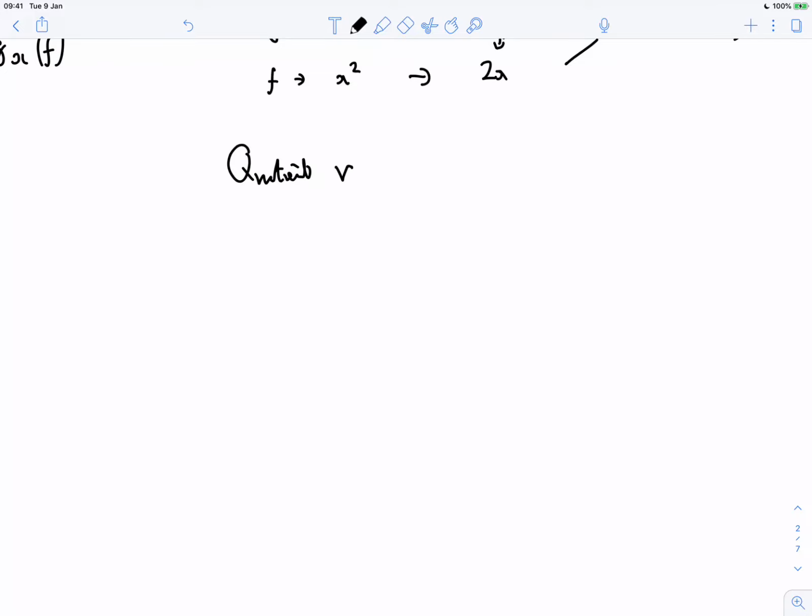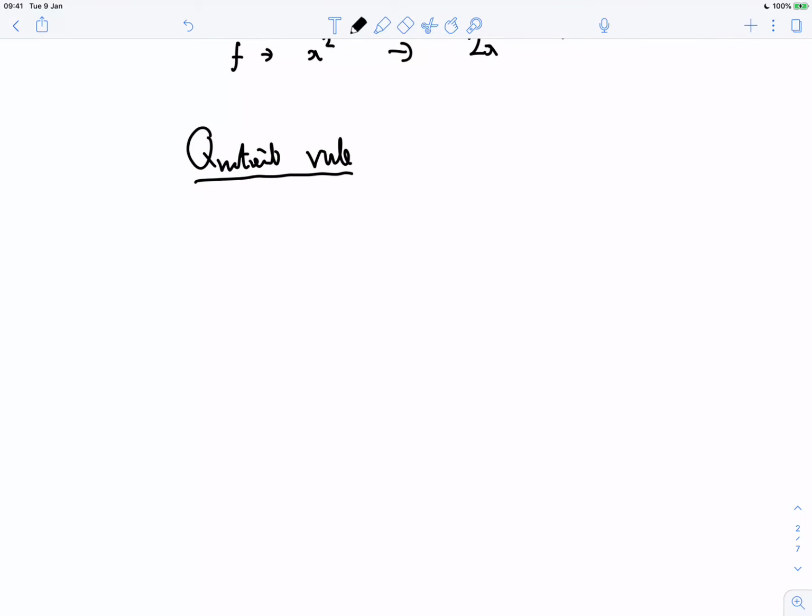Quotient rule. This one is normally given to you in the formula book. If I want to differentiate a quotient, which is a function u divided by a different function v, you're going to look at it and think, how did they get to that? It is (v u dashed minus u v dashed) all over v squared. How did we get to that?